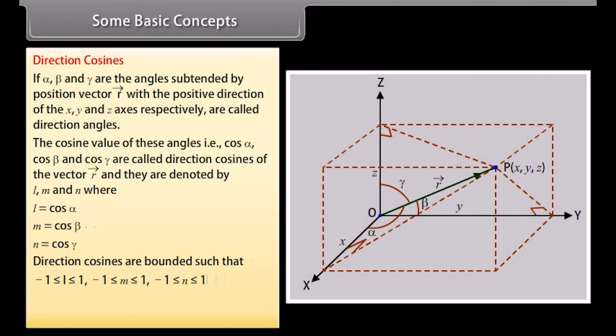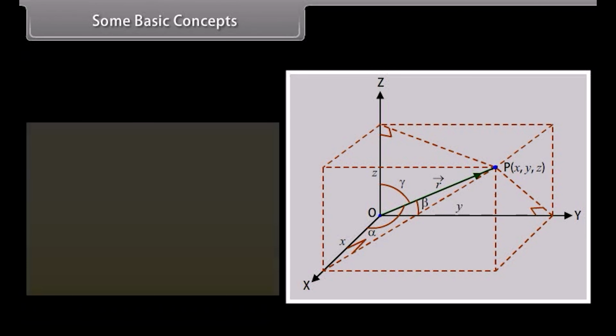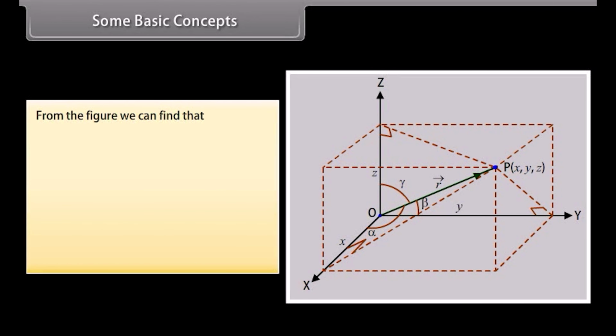Direction cosines are bound such that -1 is less than or equal to l less than or equal to 1, -1 less than or equal to m less than or equal to 1, -1 less than or equal to n less than or equal to 1, and they are connected by the formula l square plus m square plus n square equals 1. From the figure we can find that cos alpha equals x by mod of vector r, cos beta equals y by mod of vector r, cos gamma equals z by mod of vector r.